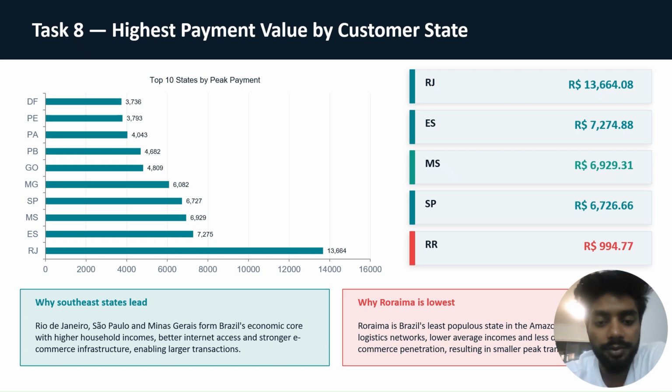At the other end, Roraima recorded the lowest at just 994. It is Brazil's least populous state in the Amazon region, with limited logistics and lower purchasing power. I'll hand over to Apuno.